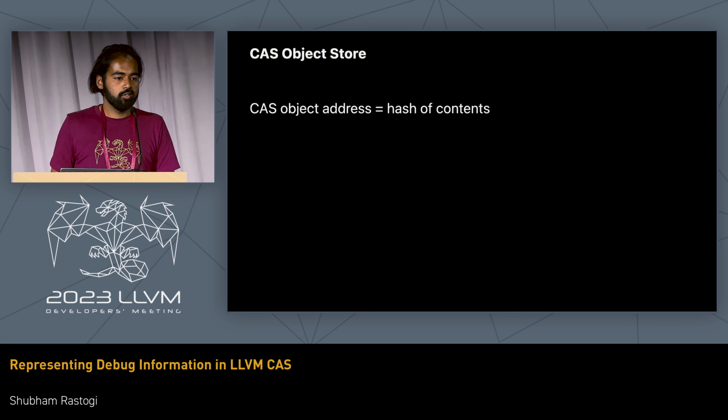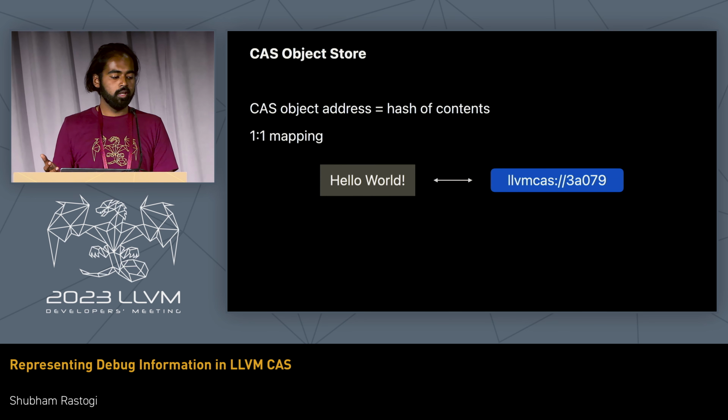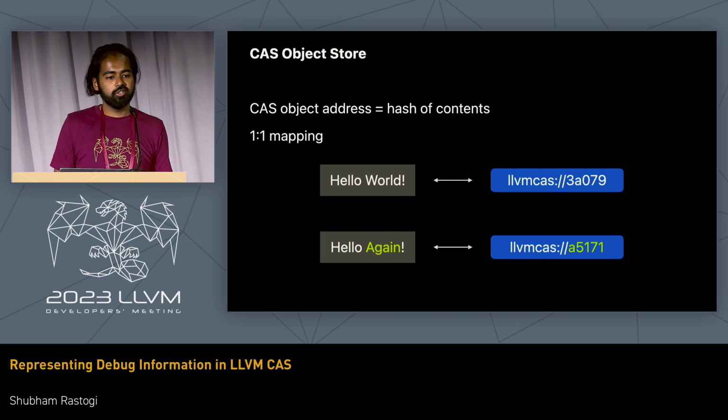So let's talk a little about the CAS object store. In a CAS object store, where we store CAS objects, the object addresses or CAS IDs are a hash of the contents in the CAS objects. There is a one-to-one mapping between the content and the CAS ID assigned to the content, and the CAS ID is immutable. So once a CAS ID is assigned to certain data, that's fixed. If the data is changed, the CAS ID associated with it also changes. This is important because redundant data doesn't get stored multiple times. It gets stored only once. There's only one copy of redundant data, so we get what we call deduplication.